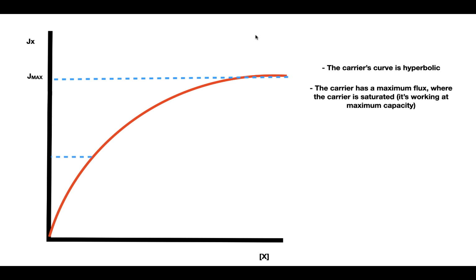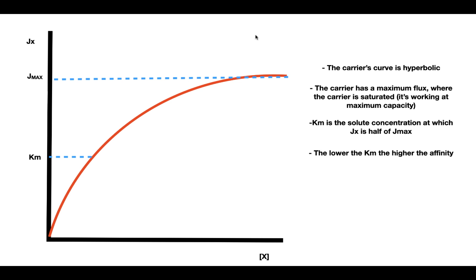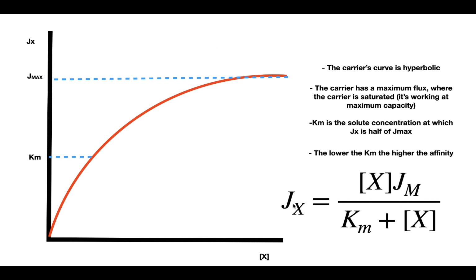Now the next point is going to be the Km. Km is the solute concentration at which Jx is half of Jmax. And the lower the Km, the higher the affinity. This graph is going to follow this relationship right here. This is called the Michaelis-Menten equation, and this is the same equation that we see for enzymes. This equation is going to govern how carriers work.